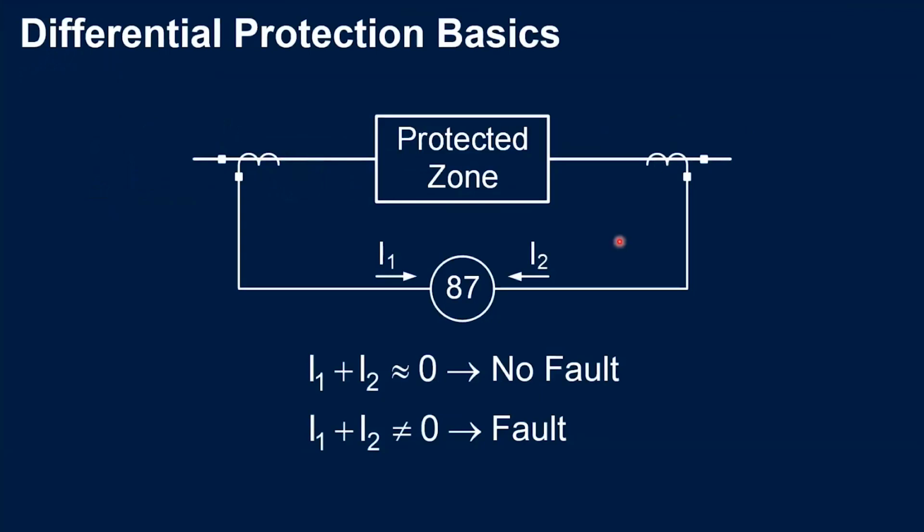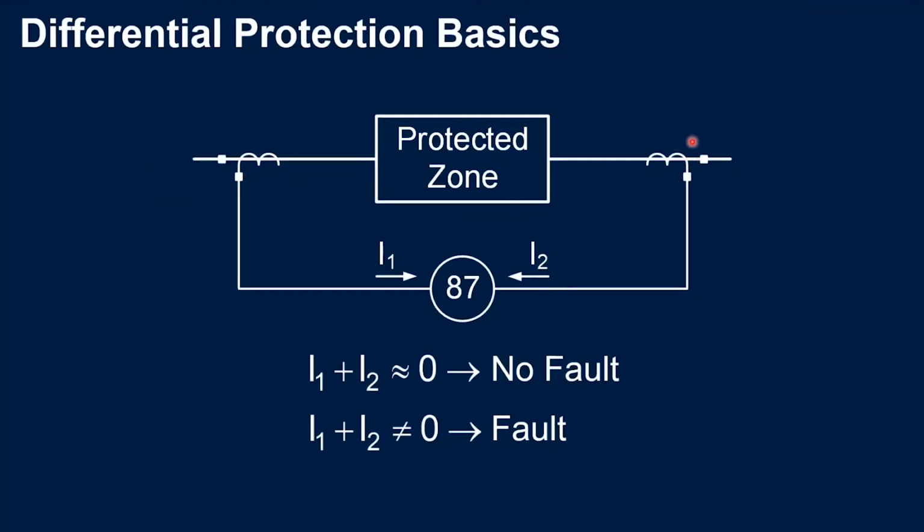So basically, what we try to do is calculate a differential current that will be the phasor summation of the currents entering and exiting the protected zone. So let's see what happens when we have no fault in the system. We have a regular load current, which is a current entering the protected zone in the left. And ideally, that same current is going to be exiting the protected zone at the right.